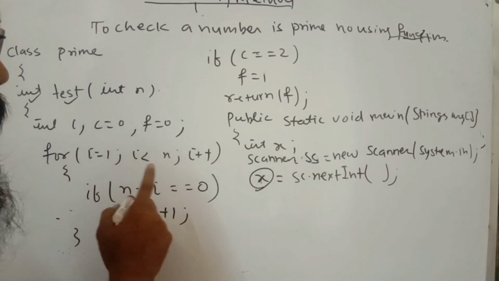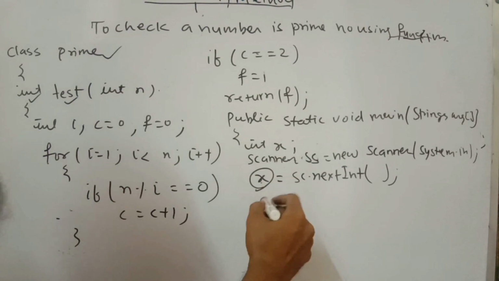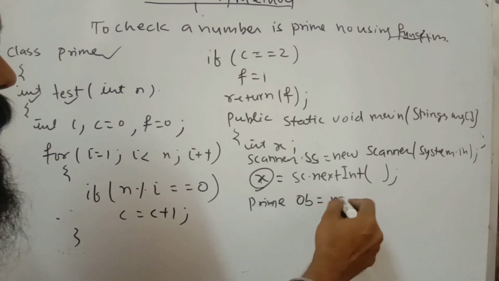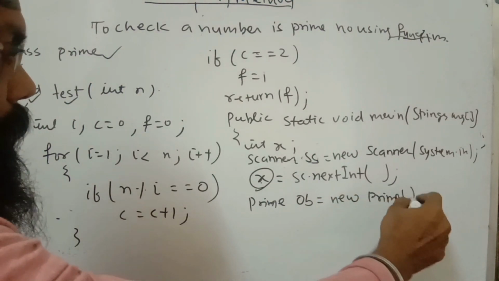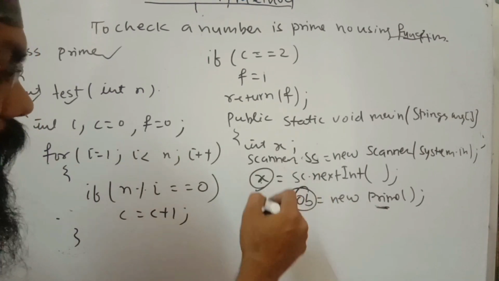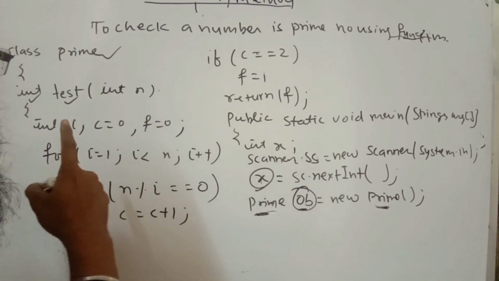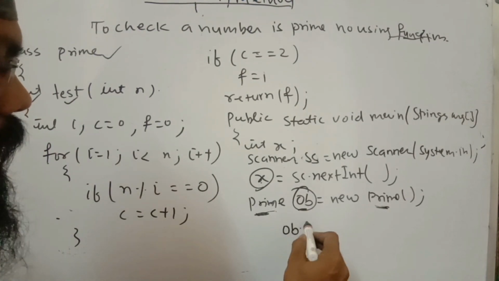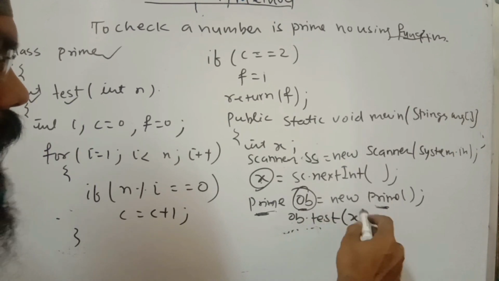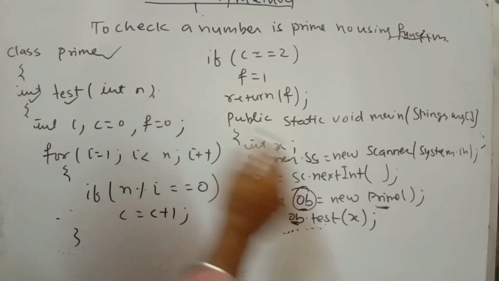Now create the object for calling our own method. For creating the object of the class Prime, write Prime and write the object name, let's consider ob = new Prime(). So this object ob is of the class Prime. Now with the help of the object we call the method. So write ob.test(x). When this object calls the test method, the value of x is assigned to n.